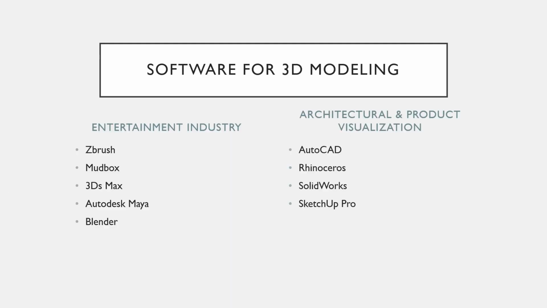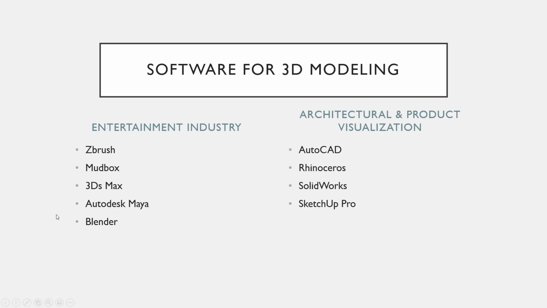So, software for 3D modeling. 3D modeling is used in various industries with different purposes. Over the years, different types of modeling software have been developed with a special focus. So it's divided into two: the entertainment industry, and architectural and product visualization. In the entertainment industry, software packages such as ZBrush, Mudbox, 3ds Max, Autodesk Maya, or Blender are typically used. The usability of these software packages is not limited to 3D modeling. They can also be used for other tasks as well, including animation, physical dynamic simulation, texturing, lighting, rendering and compositing. So yun.